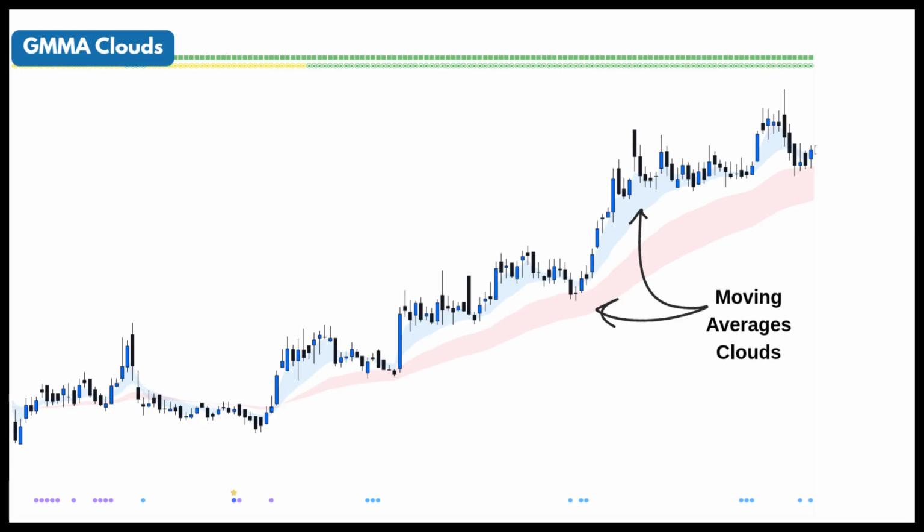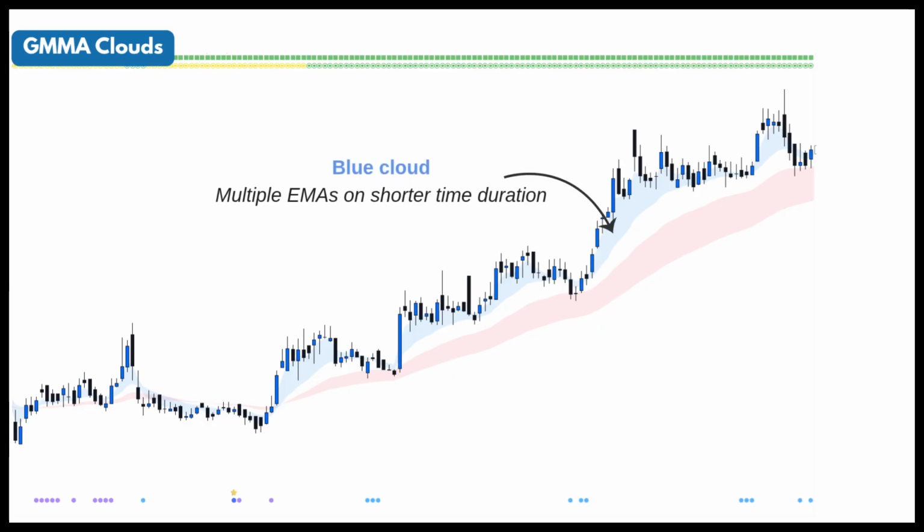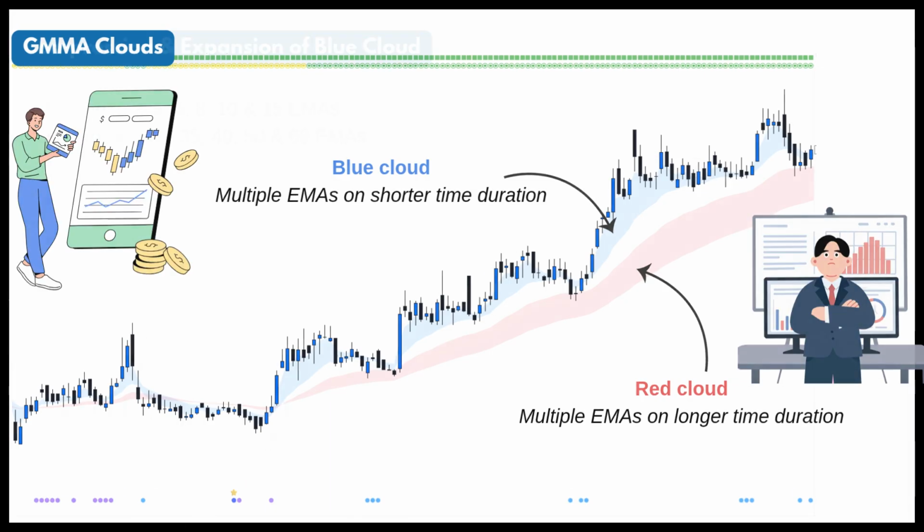Then we have moving averages clouds represented by blue and red clouds or bands. Instead of showing each EMA separately, we have turned them into clouds or bands. Blue cloud is a combination of multiple EMAs on shorter time duration, whereas the red cloud is the combination of multiple EMAs on longer time duration. Guppy called blue EMAs as traders and red EMAs as investors.